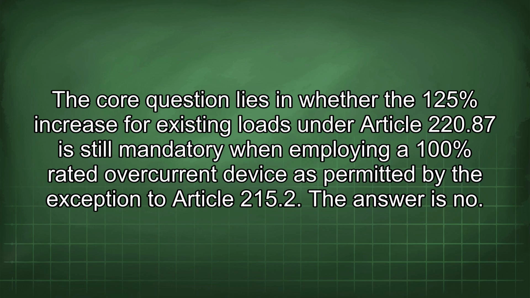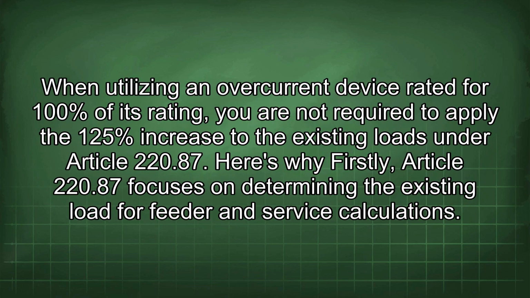The core question lies in whether the 125% increase for existing loads under Article 220.87 is still mandatory when employing a 100% rated overcurrent device as permitted by the exception to Article 215.2. The answer is no. When utilizing an overcurrent device rated for 100% of its rating, you are not required to apply the 125% increase to the existing loads under Article 220.87. Here's why.